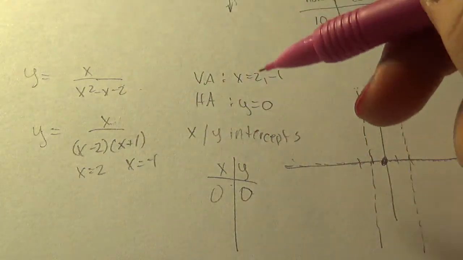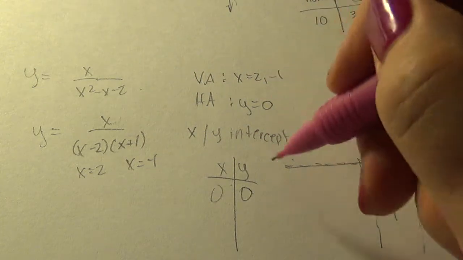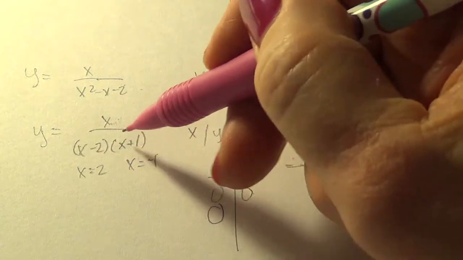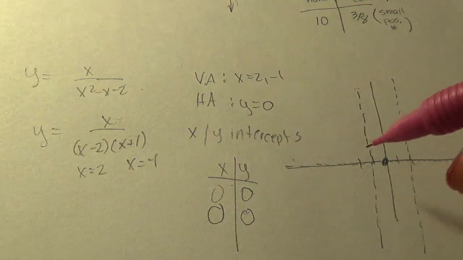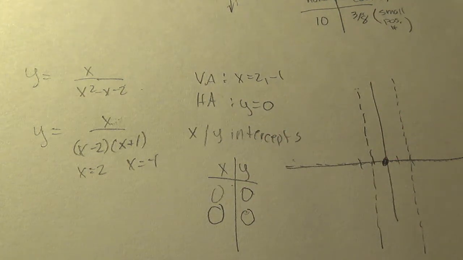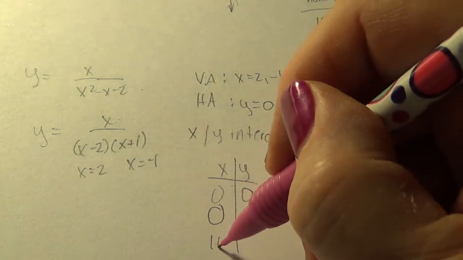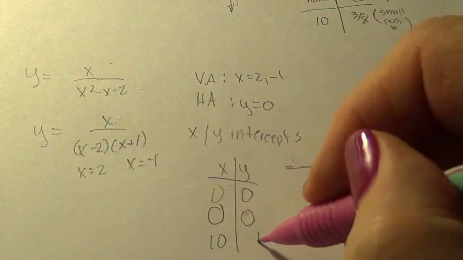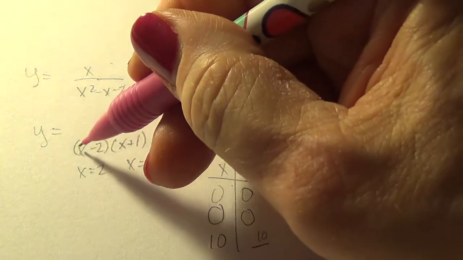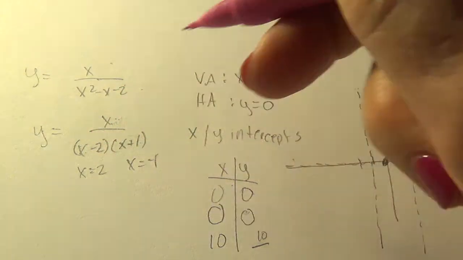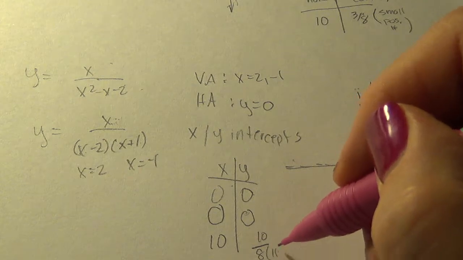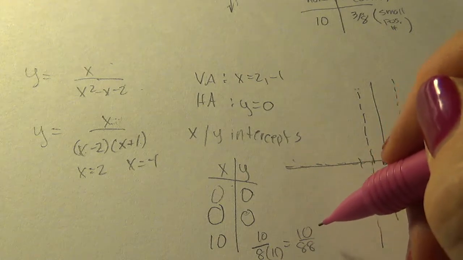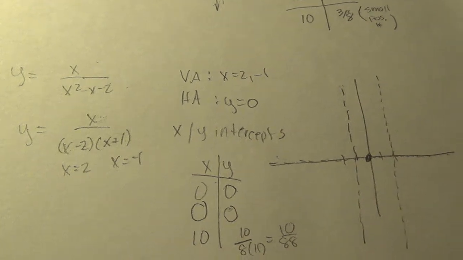So now let's zero out x and see what y would do. So if I put a 0 here, here, and here, do you see I also get 0? I do. So that's all I found for that. Now I just need a starting point. I like to go up to 10. So I get, looking at the factored form, 10 over 8 times 11. So 8 times 11 is like 10 over 88, which is a very small positive number.